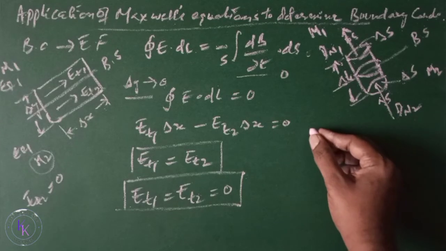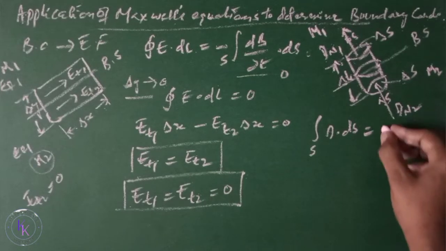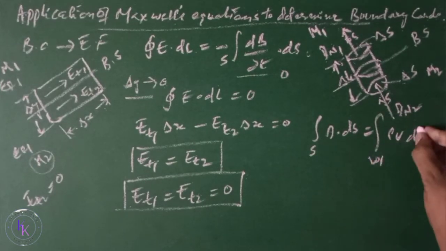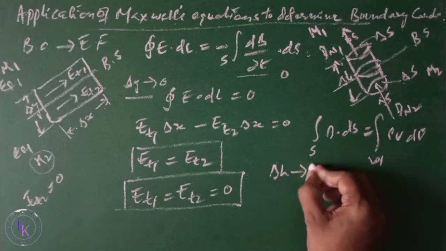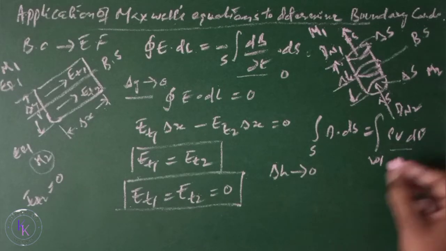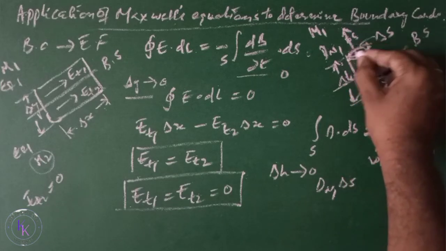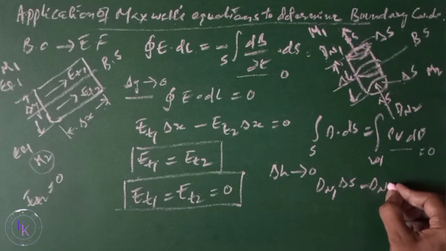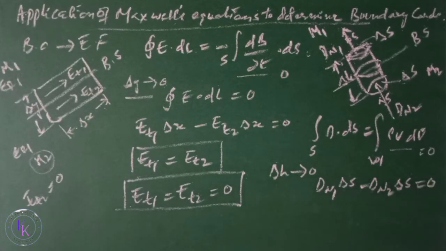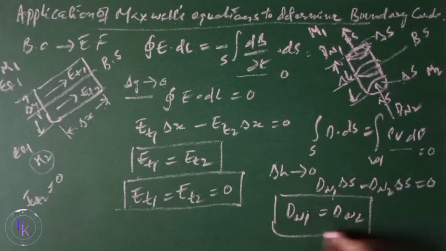Maxwell's equation derived from Gauss law, that is, closed integral of D dot ds equals integral of rho v dv. As delta H tends to 0, this cylinder will become a normal surface, which means the volume becomes 0. Then this term will become 0, that is, Dn1 delta s, the surface area of this, minus Dn2 delta s equals 0, from which we can write Dn1 equals Dn2. In these two cases, tangential components of electric field intensity as well as normal components of flux density are continuous.